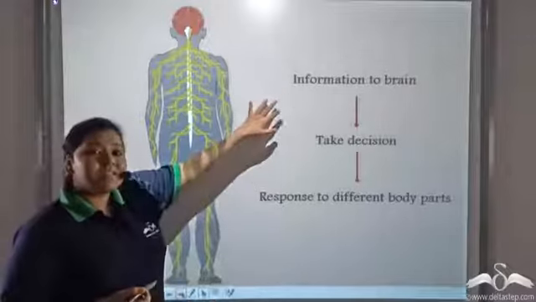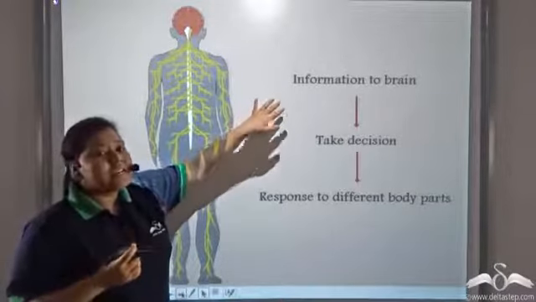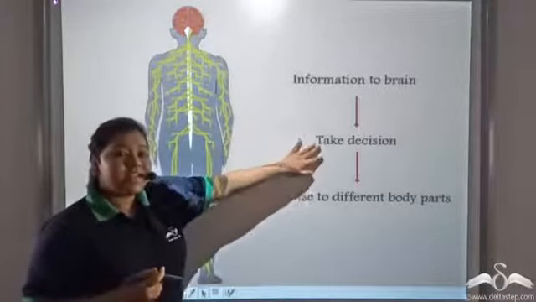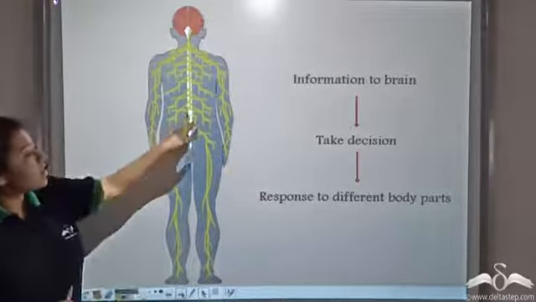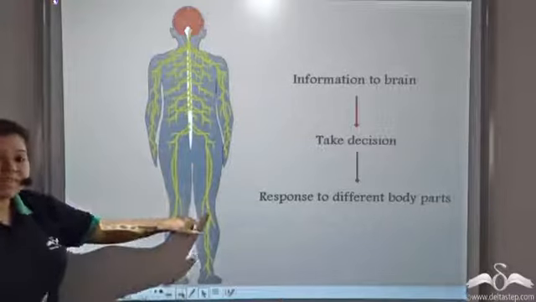So information is taken to the brain, it takes a decision, and the responses are carried to the different parts of the body via the neurons.